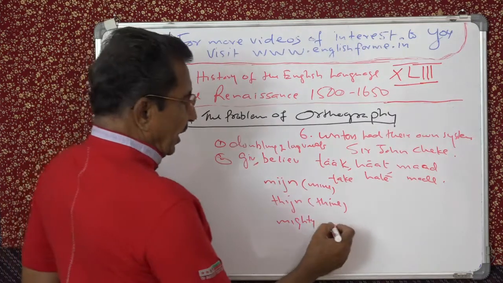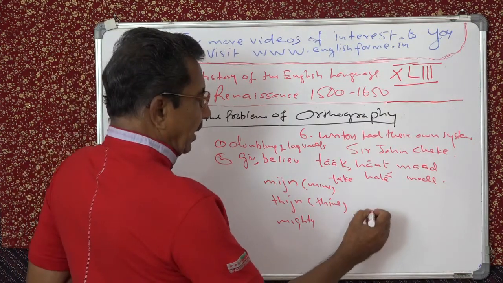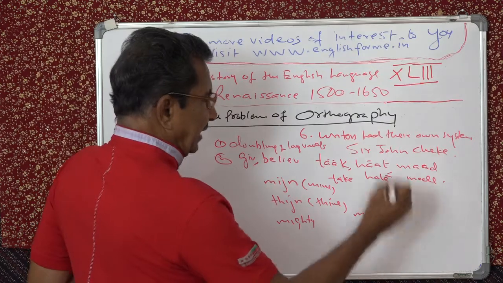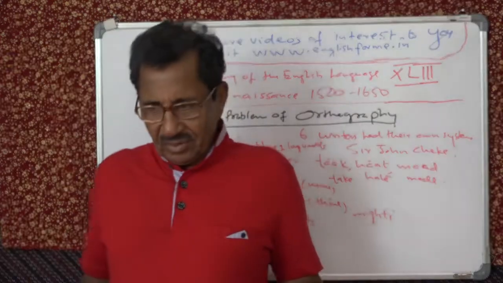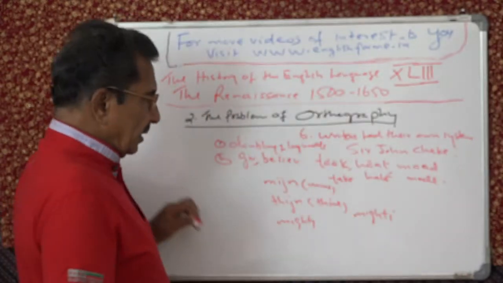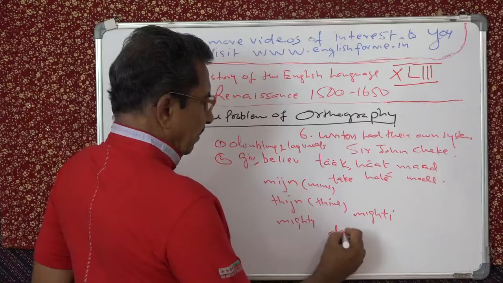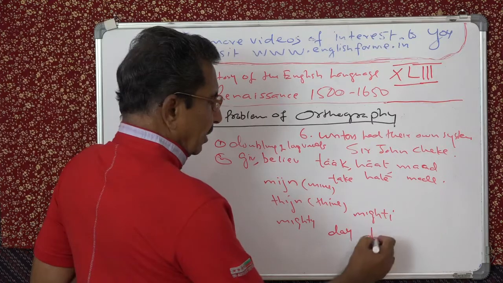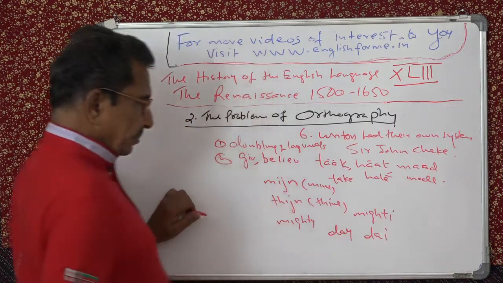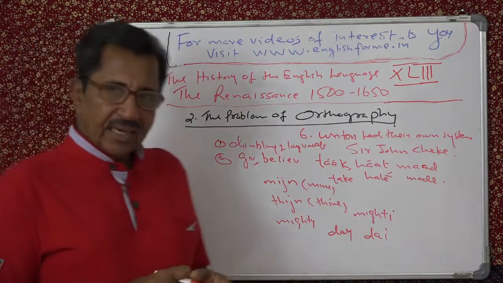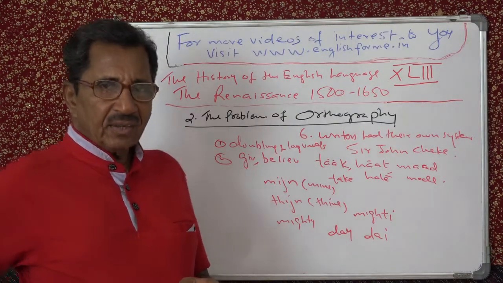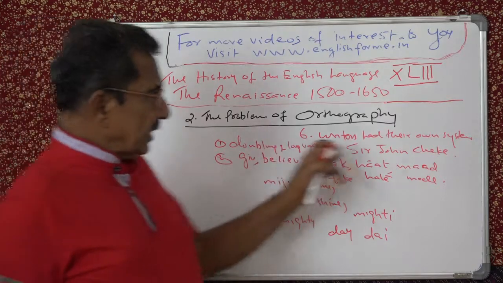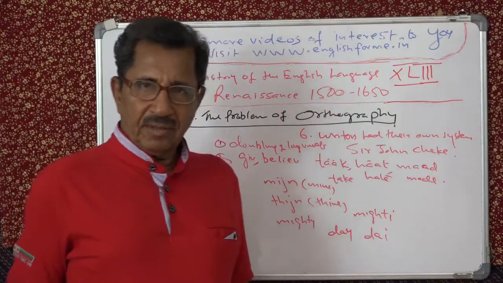But instead of that, his spelling is M-I-G-H-T-I. That's his peculiarity, you cannot help it. In those days he could, for example, instead of writing day like this, he would write die. So that is another point that causes confusion. So writers had their own system of spelling.